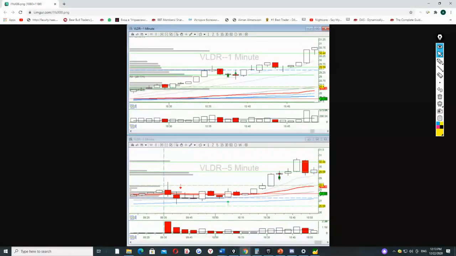Bobby, let's see what you did. So Bobby traded VLDR. Drawing levels on the 60-minute chart could also be useful, actually. Now, Bobby traded VLDR, and I guess this trade here was attempted to be a parabolic reversal.